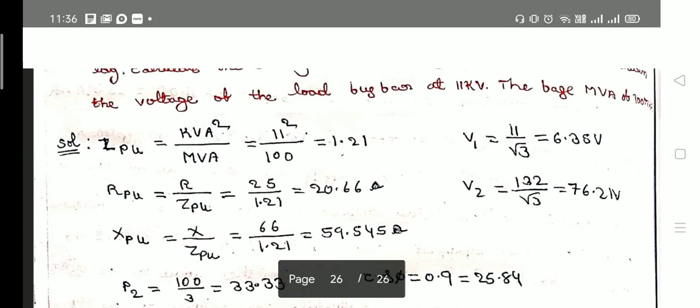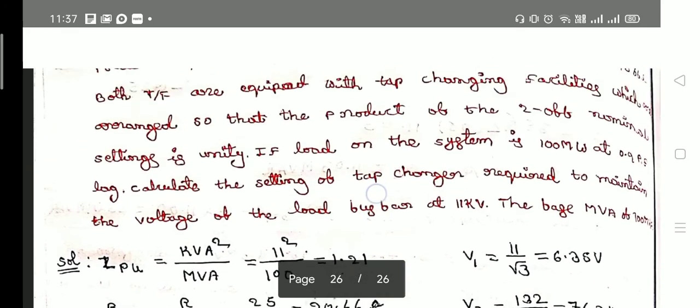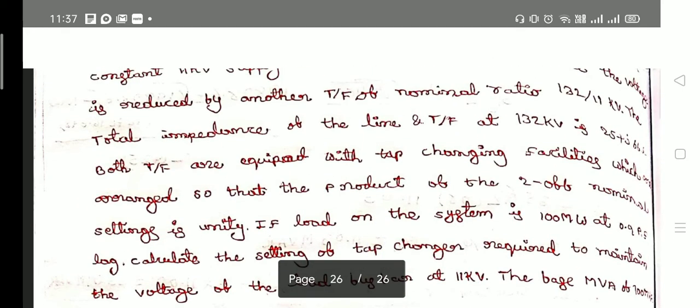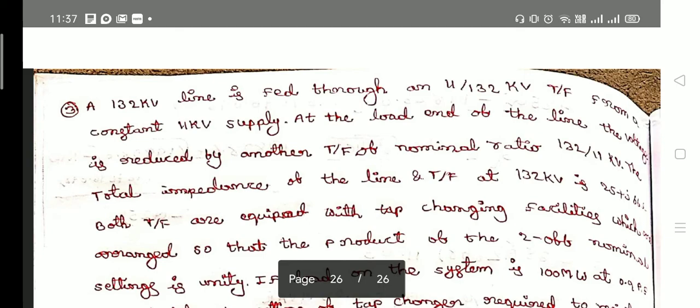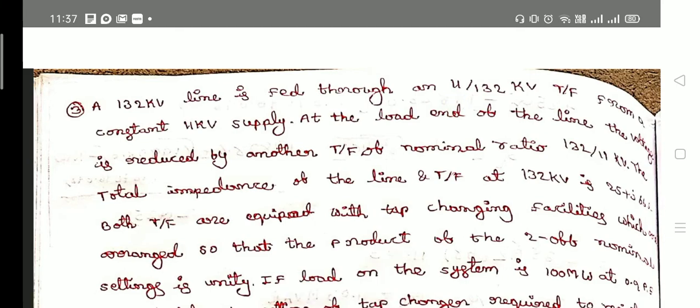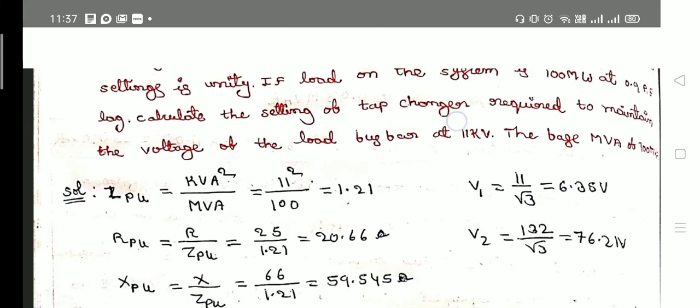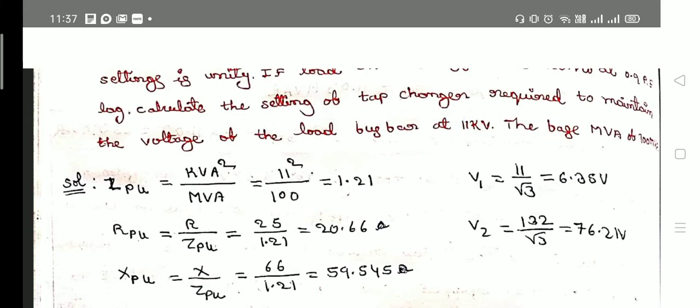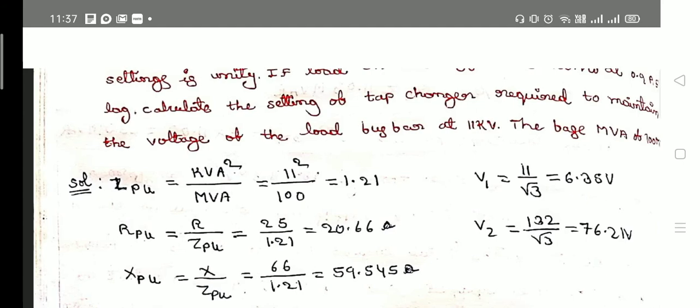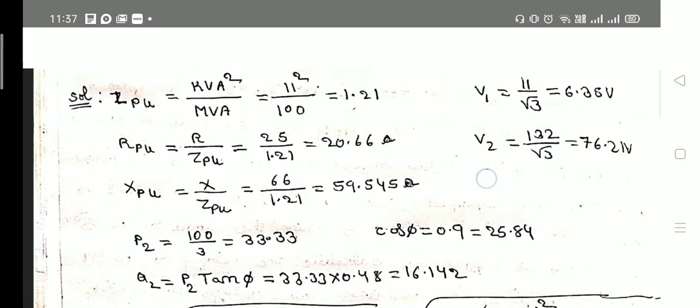V1 and V2 in phase, so 11 and 132. Here V1 is 11 kV and V2 is 132 kV. We can take V1 in phase, that is 11 by root 3, and V2 as 132 by root 3. We can take V1 as 6.35 kV and V2 as 76.21 kV.